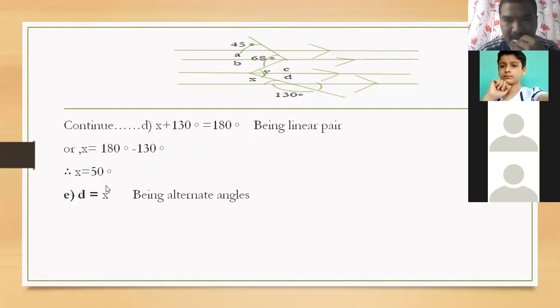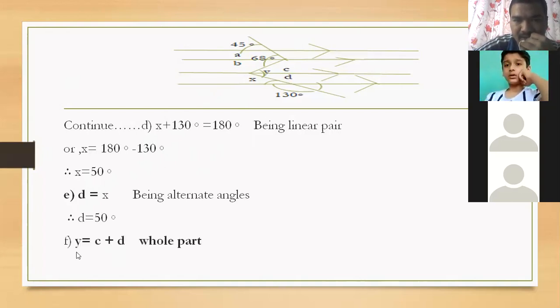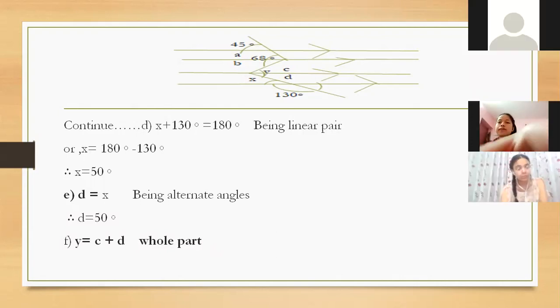Why D equals x? Can you tell? D equals x is alternate angle, sir. Very good, alternate angles. Then D will be 50 degree. And when you know C and D, if you add the value of C and D, you will get the value of Y. Okay, Celine? You will get the value of Y by adding the value of C and D. Right?